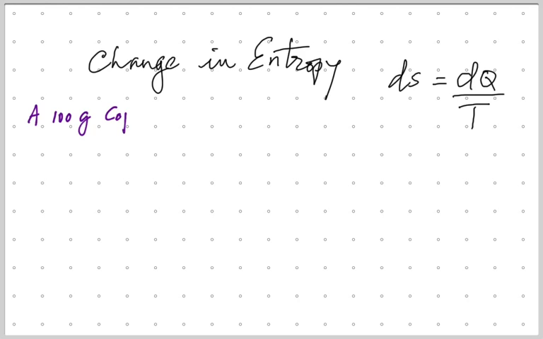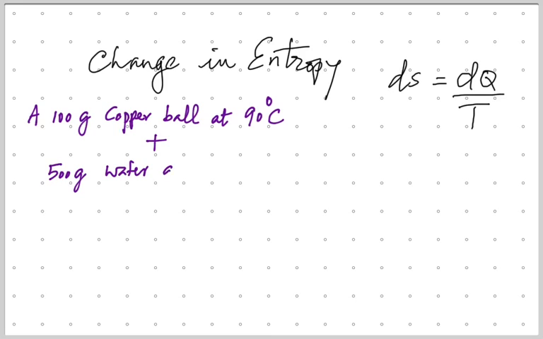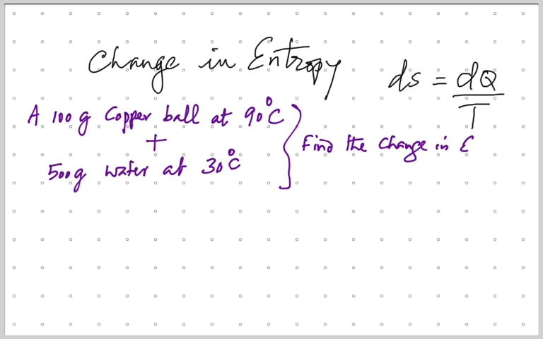A 100-gram copper ball, forgive the grammar, I'm trying to make it short, okay? At 90 degrees Celsius is mixed with 500 grams of water at 30 degrees Celsius. Find the change in entropy of the system. You start thinking about it.